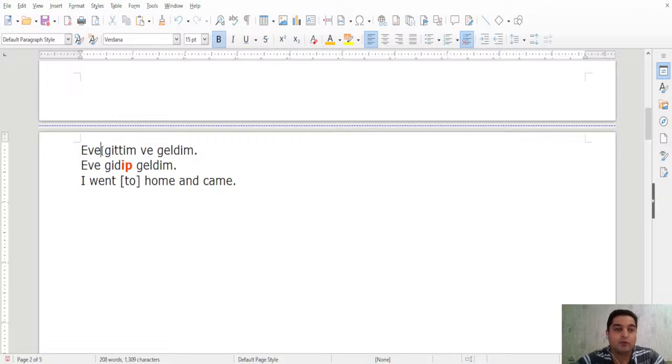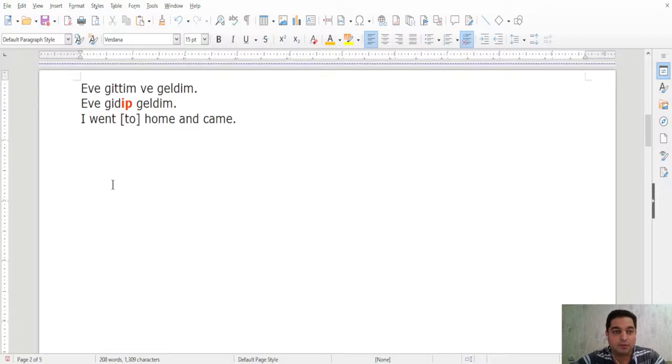So here you see again we have 2 verbs. Both of them are in the past tense, but we only change one of them because the last one always has to be unchanged. The last verb, which is also the second verb, has to be unchanged because from this we understand the tense, which is past tense, and we also understand the person, which is the first person I. You see, that is why we keep the last verb unchanged. Only the previous one is getting the ip ending here. Okay, eve gittim ve geldim. That is too long. We shorten it and make it eve gidip geldim. Okay, I went home and came.